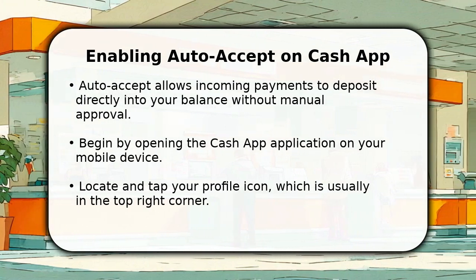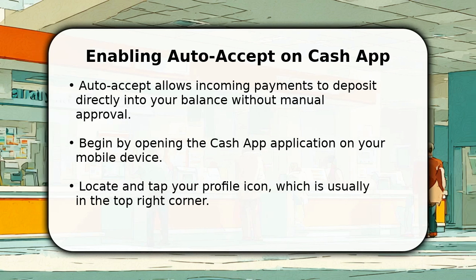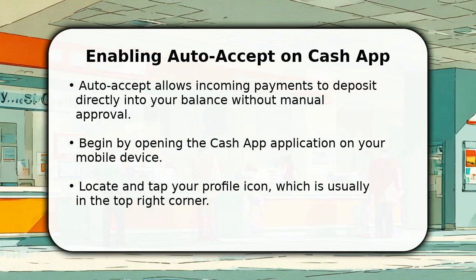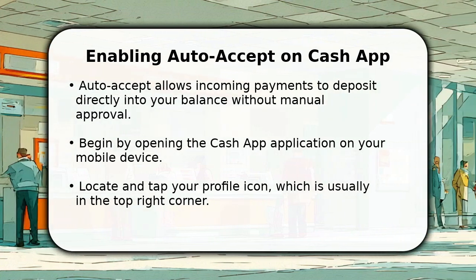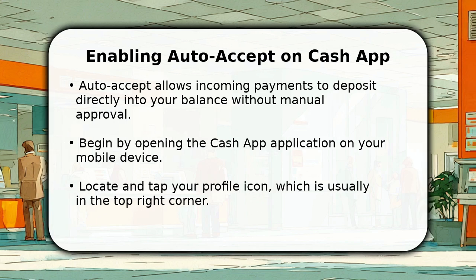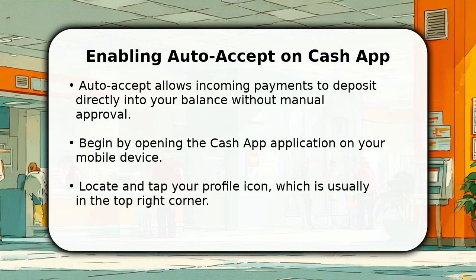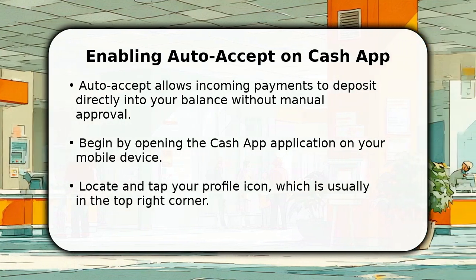First, launch the Cash App on your phone or tablet. Once the application is open, look for your profile icon. It is typically a small circle, often displaying your picture or initials, located in the top right corner of your screen. Tapping this icon will open your personal account menu, which is where we will begin.